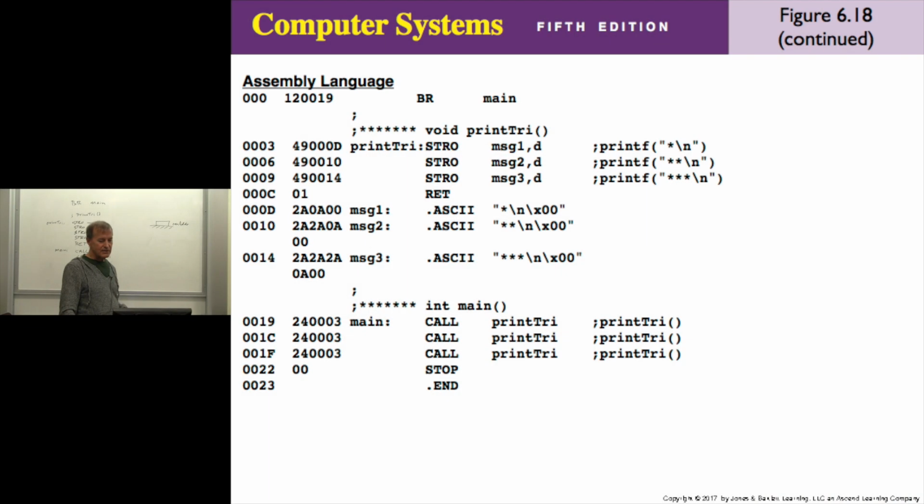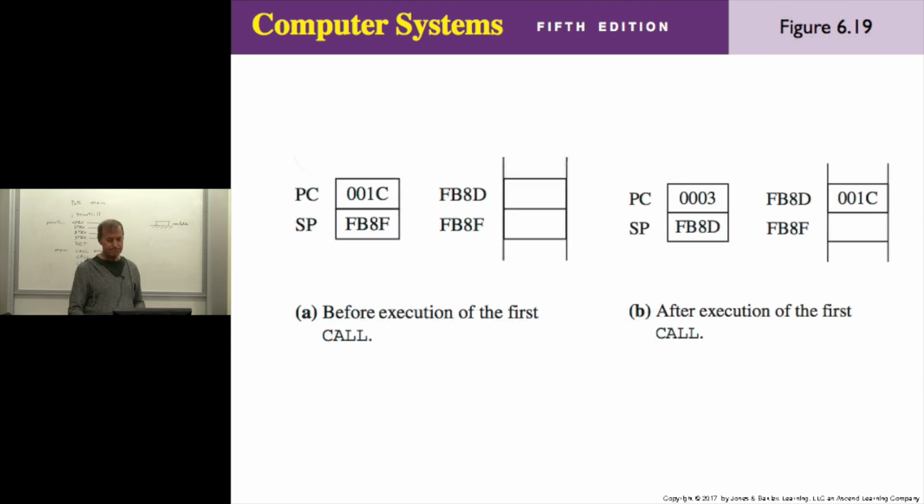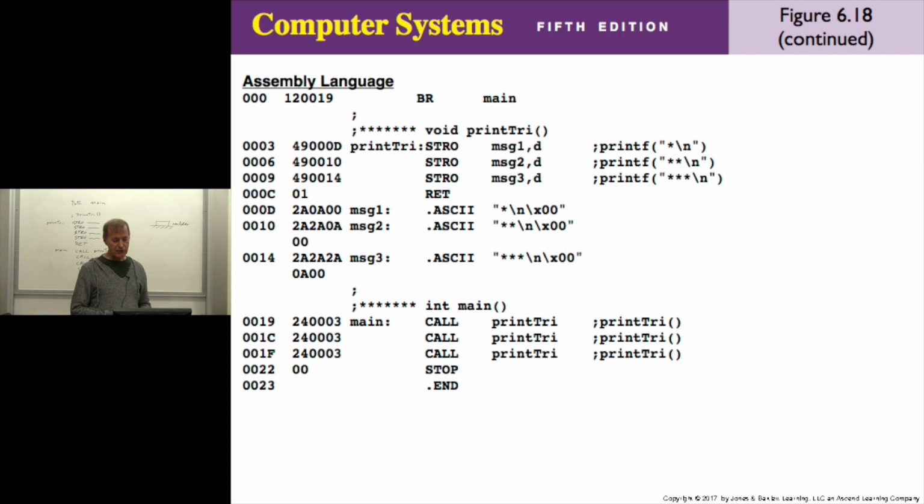So here is, in figure 6.18, the continuation of it. Here is the actual code. Question? Does that mean my figure in my book is incorrect? Is this a bug in my book? Okay, you get bonus points for a typo in the book if that's what it is. Now in figure 6.19, here's a picture. Let's take a look at figure 6.18. When we make the first call, that call is at 0019, right?